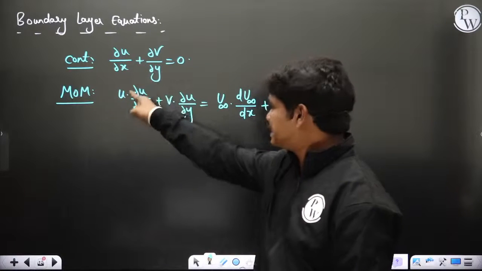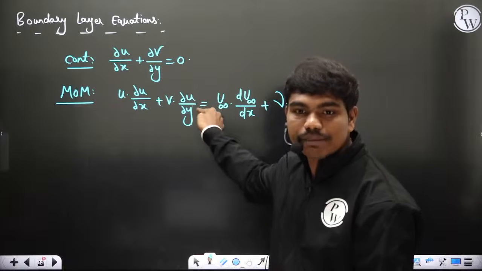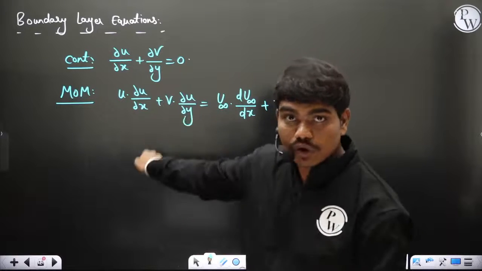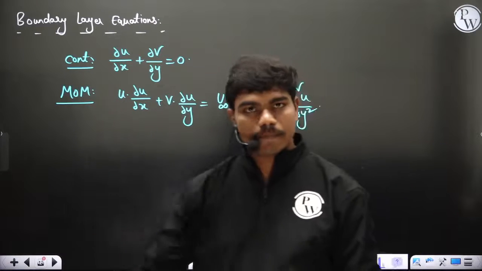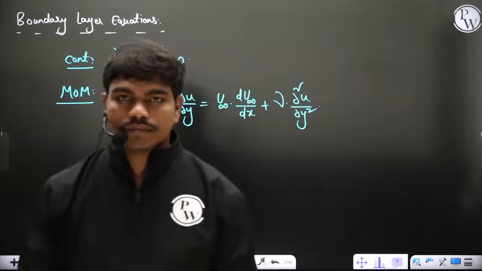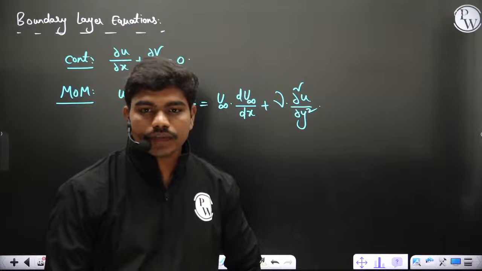Clear? Because writing this equation will automatically include it. When you write minus 1 by rho dp by dx, why are you writing dp by dx? Because you know dou p by dou y is 0. That's why the second equation is implied in the first equation. Got it? Okay? Is this clear to all of you?